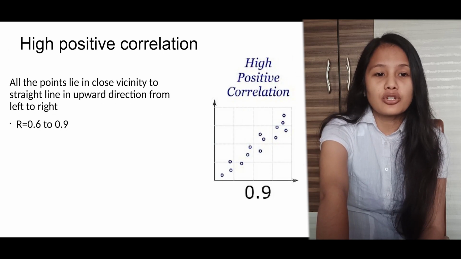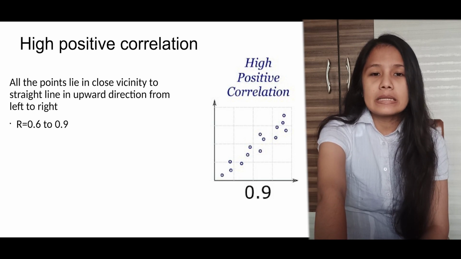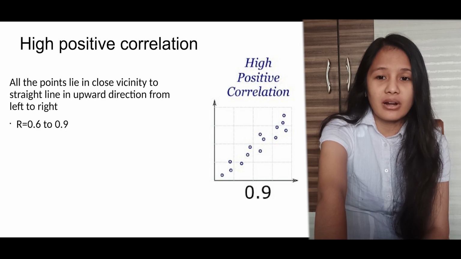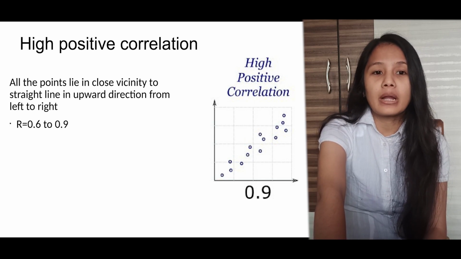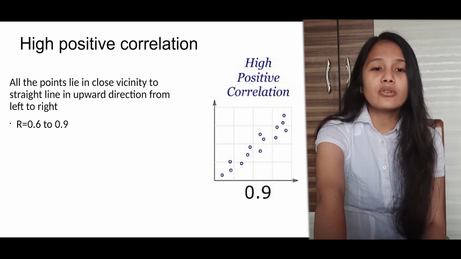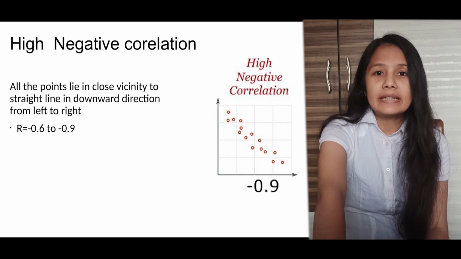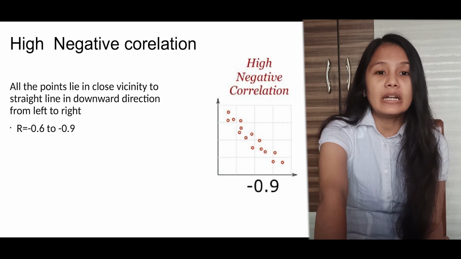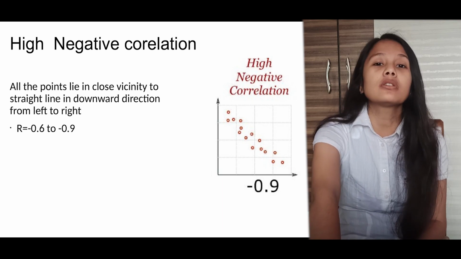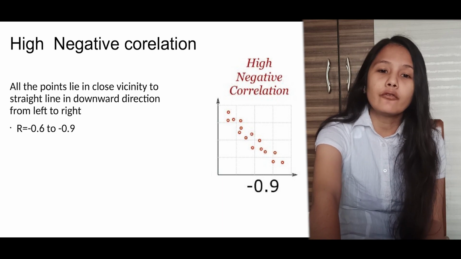Highly positive correlation: all the points lie in close vicinity to a straight line in upward direction from left to right. You can see there are a lot of points on the graph, and it's moving from left to right. Left to right was the positive correlation and there are a lot of dots, so you can say that this is highly positive correlation. Same with highly negative correlation. You can see all the points are moving from left to right in downward direction. Downward direction was for negative correlation, and there are a lot of dots, means highly negative correlation.